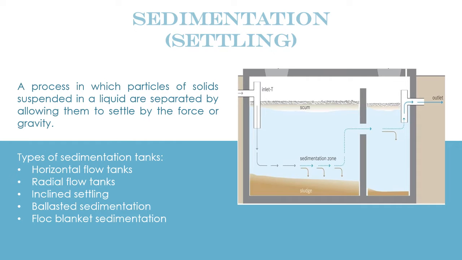Sedimentation or settling is a process in which particles of solid suspended in a liquid are separated by allowing them to settle by the force of gravity. There are many types of sedimentation tanks. For example, horizontal flow tanks, radial flow tanks, inclined settling, ballasted sedimentation, and sludge blanket sedimentation.